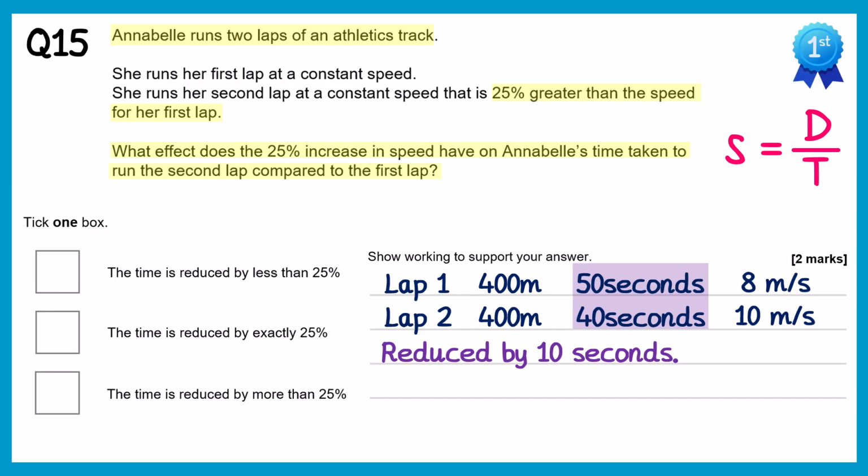But what percentage has it reduced by? To do this, we would write down how much it changed by, which was 10 seconds, over the original time, which was 50 seconds, and times by 100. If you do this, you end up with 20%. So we can see the time is reduced by 20%, which was less than 25%. So we tick the first box.